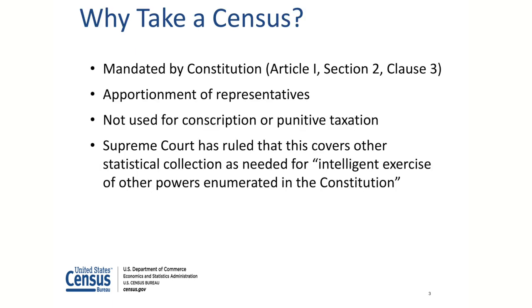So why do we even take a census? Well, first of all, it's to ensure representative and proportional representation in Congress, and we've done a reapportionment after every census except 1920. The House is capped at 435 members since 1911, and that was actually put into law via the Reapportionment Act of 1929.